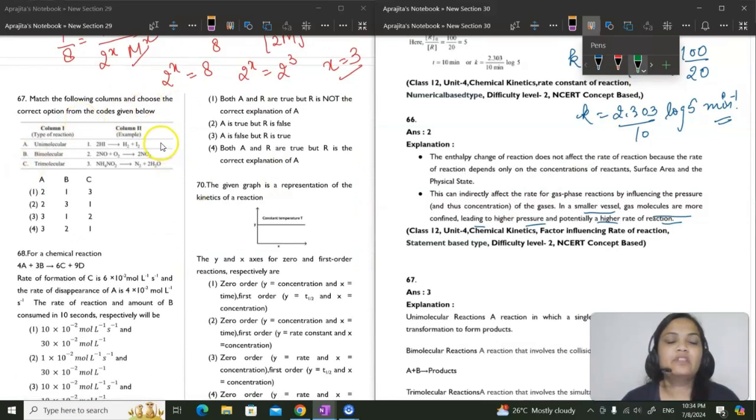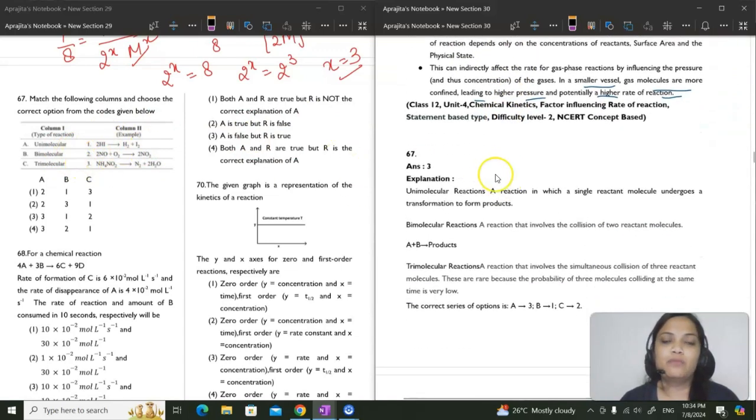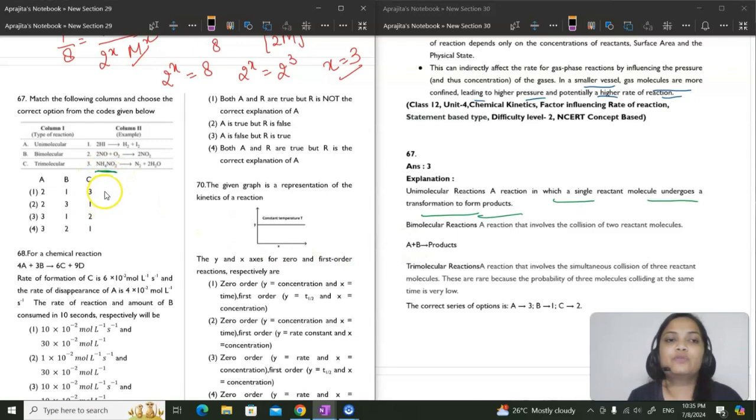So we are given 3 questions. We have to tell what kind of a reaction it is. Is it a unimolecular, bimolecular, or trimolecular reaction? Unimolecular reaction means a reaction where a single reactant molecule undergoes a transformation to form product. So in this case, the unimolecular reaction will be NH4NO2, ammonium nitrite, which is the only reactant. So for A it's 3.